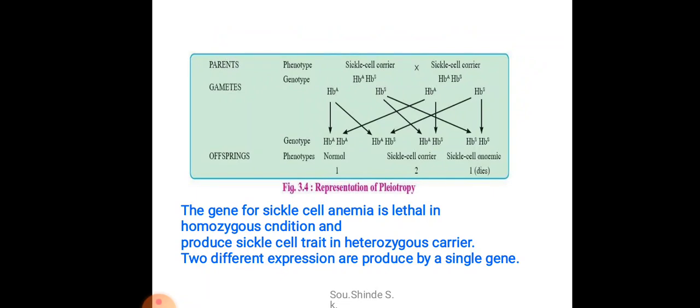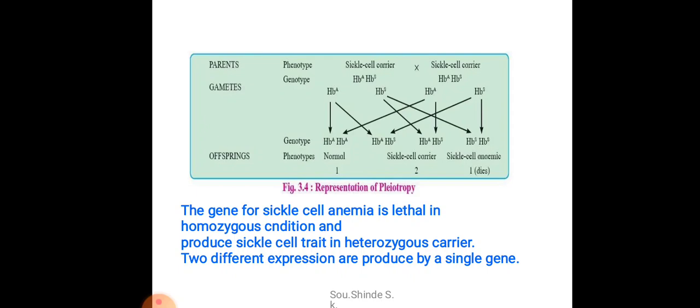For example, in this pleiotropic gene, a marriage between two carriers will produce normal, carrier and sickle cell anemic children. The ratio is 1:2:1. The sickle cell anemics die, leaving carriers and normal in the ratio 2:1.